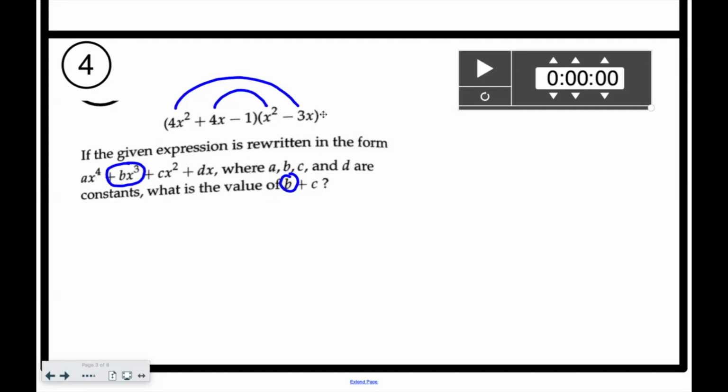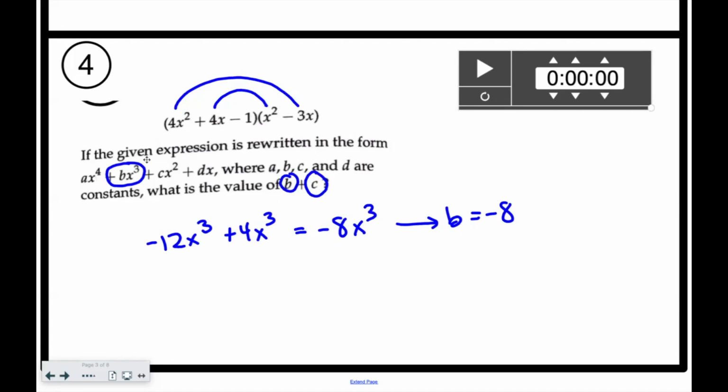So 4x squared times negative 3x is negative 12x cubed. And then 4x times x squared is positive 4x cubed. And when I add them together, I get negative 8x cubed, which tells me that b must equal negative 8. And then I do something similar for c.